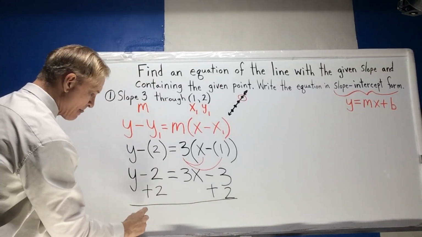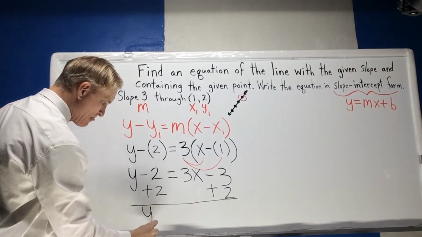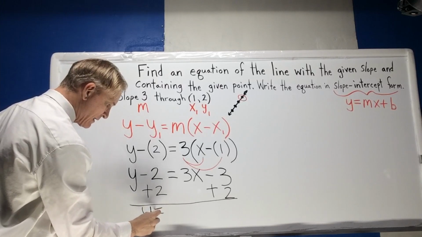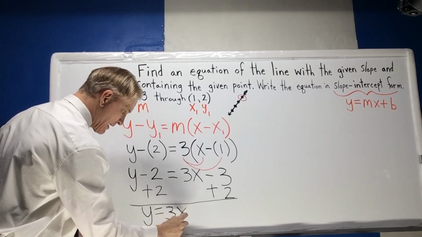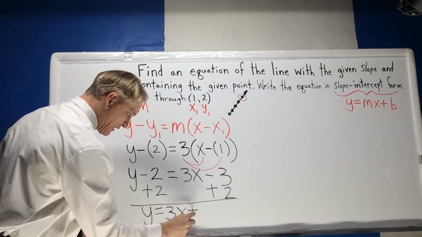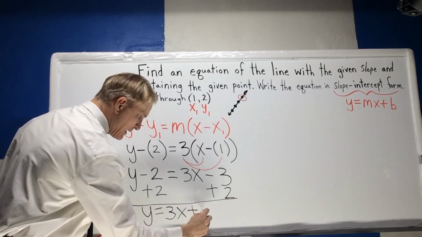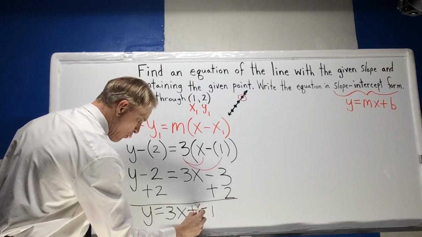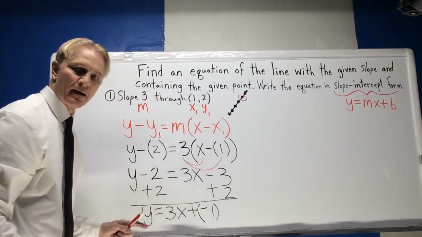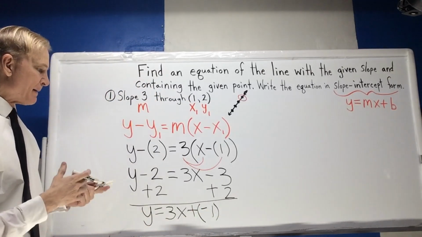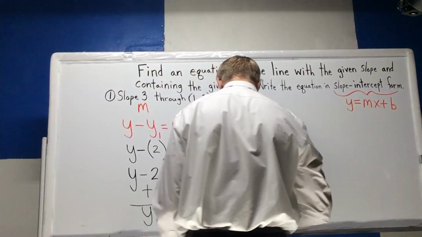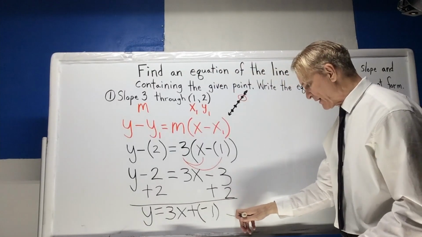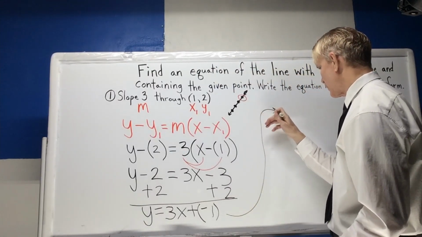We have y equals 3x plus negative 1. All right, so 3x plus negative 1 is the same as 3x minus 1. So let's go up here and clean it up. Here's our final answer.